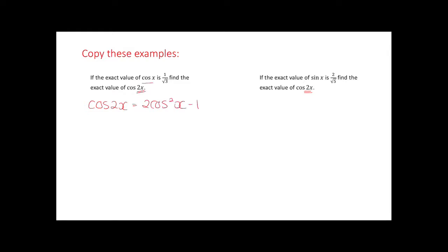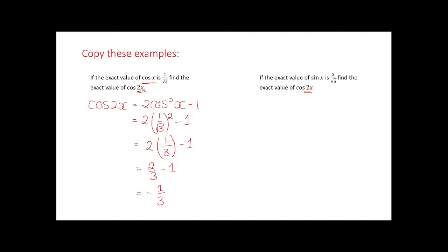So because it only talks about cos up here, we can only use the expansion that has cos in it. So from there we can start to substitute in. Keep in mind that cos squared x is the same as cos x squared. We're going to have 2, 1 over root 3 squared, minus 1. 1 over root 3 squared, so 1 times 1 gives us 1 on the top. Root 3 times root 3, remember, just gives you 3 on the bottom. And we can still take away 1. That gives you 2/3, take away 1, which leaves you with negative 1/3. And that's your final answer. So the exact value of cos 2x is negative 1/3.